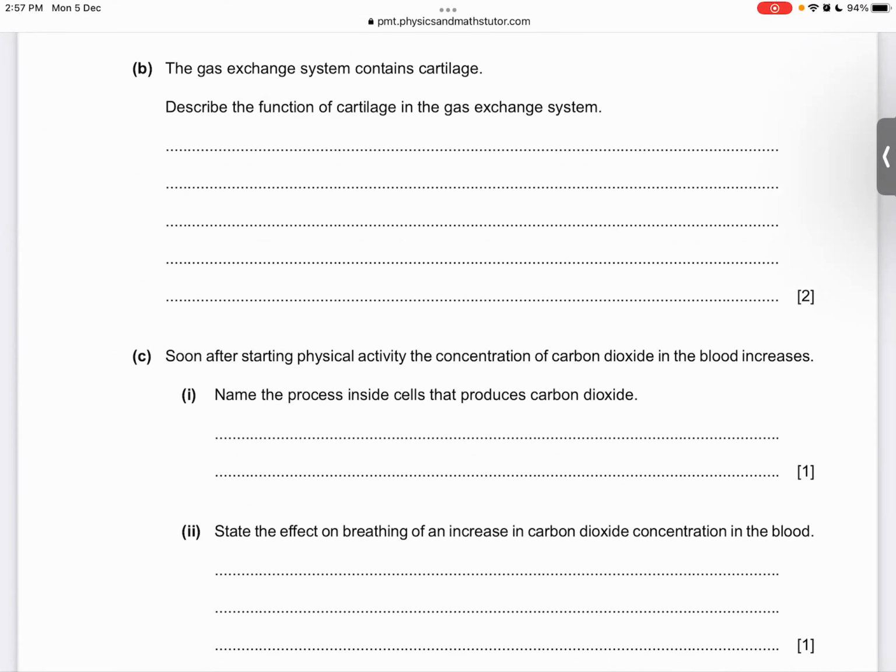अभी मैंने a while back ago I just told you a little bit about कि cartilage होता है ट्रेकिया में, उसका ये फंक्शन होता है. तो what do you think could be the possible function of cartilage in the gas exchange system? Miss, 1 second. I'm just writing about what I need to know for Wednesday. Describe the function of the cartilage in the gas exchange system.